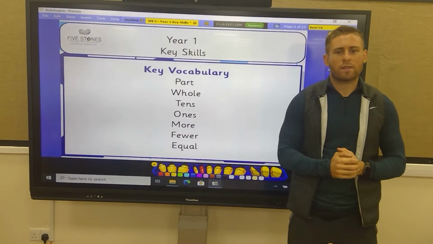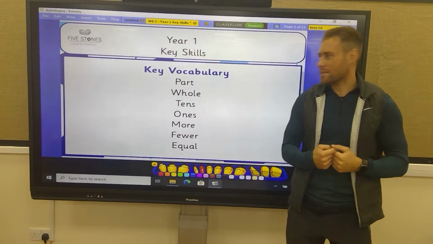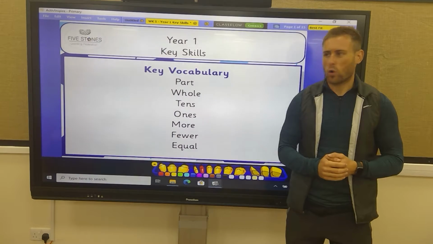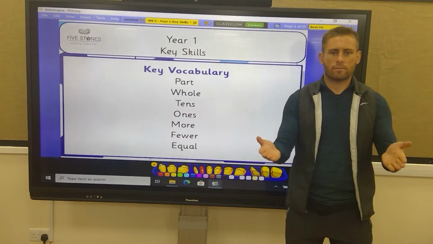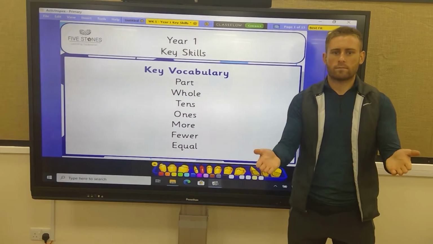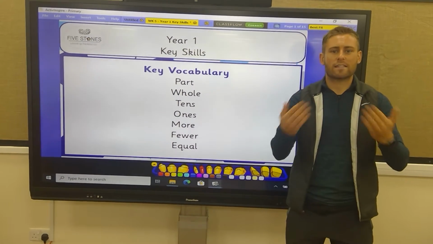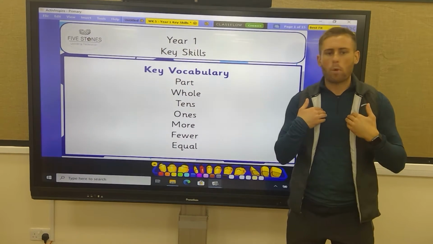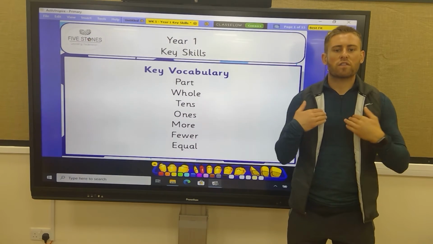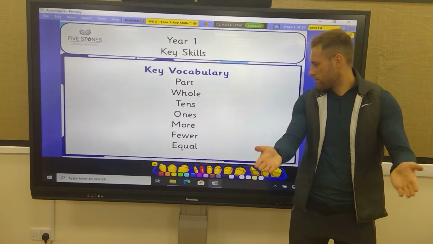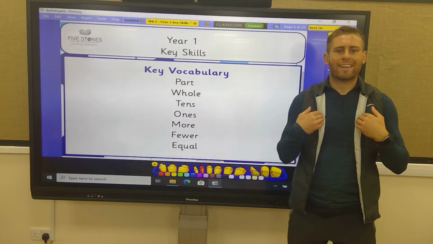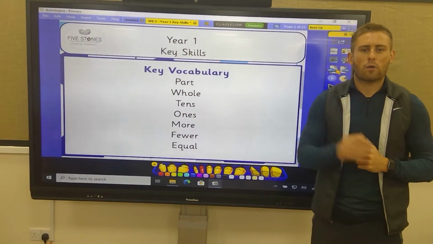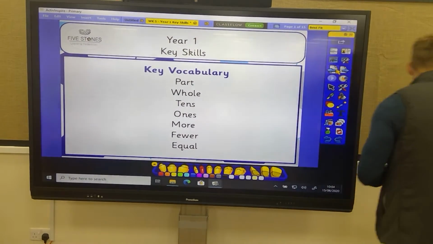Okay, so to help us with these activities and help us to explain the maths, we have got some key vocabulary that we are going to practice saying first of all. Okay, let's get started. Part, whole, tens, ones, more, fewer, equal. Great. So that is the key vocabulary that will help you with today's maths lessons. Let's get started.